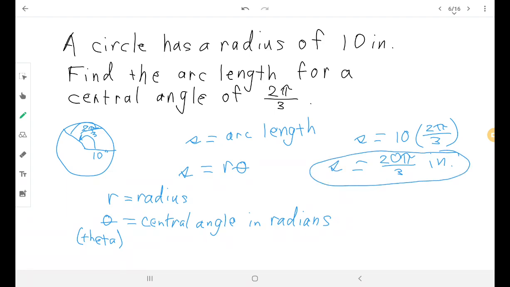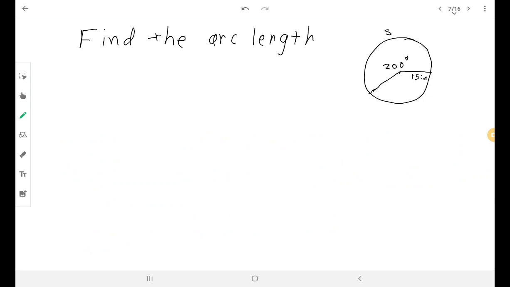So there is our answer, and of course we could put it into a calculator if it asks us to, but I'm going to leave it like that and leave you to put it into a calculator. I'll give you a chance to look at that for a moment. All right, let's go on to the next problem. Let's find arc length.